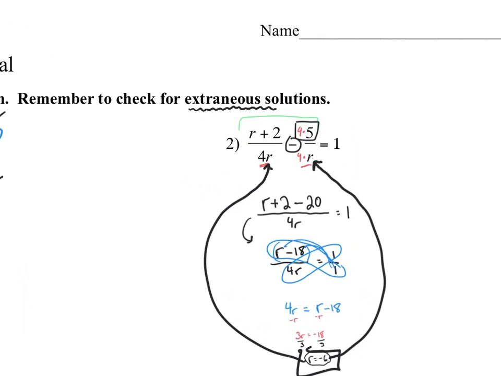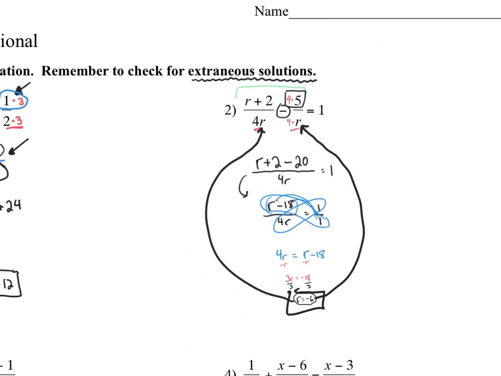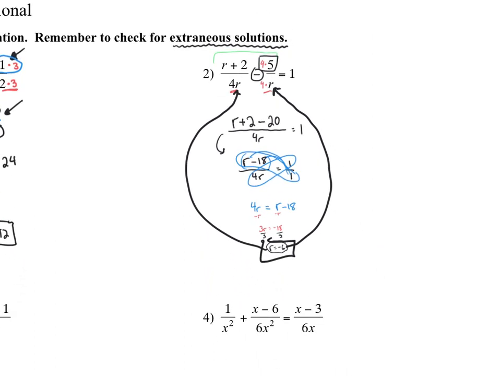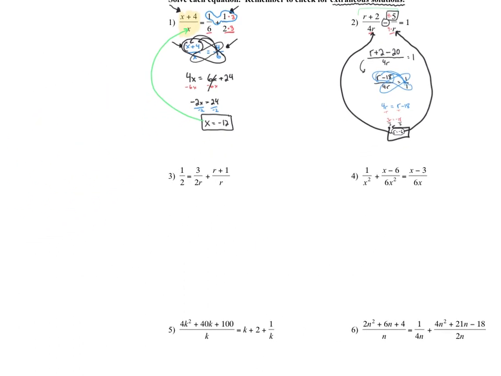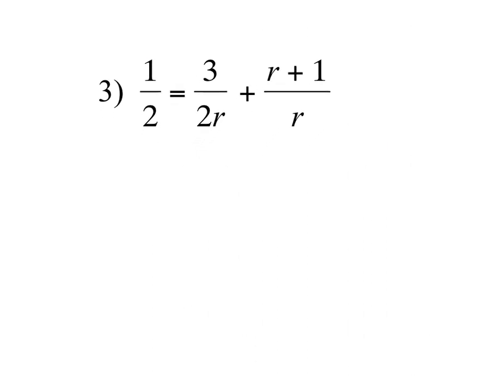Extraneous solutions: if I get a solution and it makes an undefined product, we call it extraneous, which has the word extra. So it's extra, but it doesn't actually apply to the problem. Okay, so that's what it sounds like. All right, let's do 4 more together.